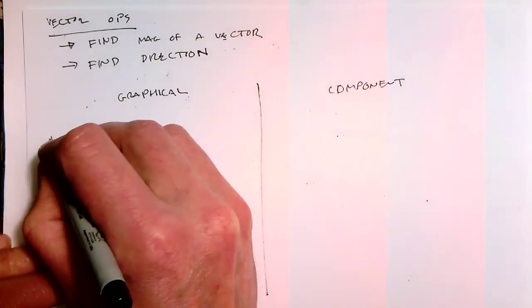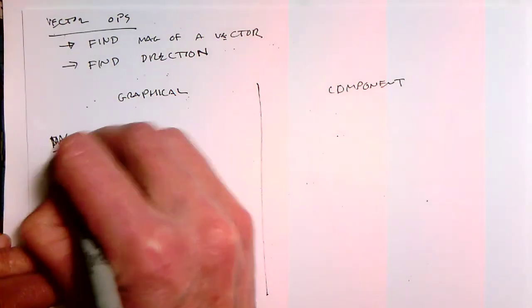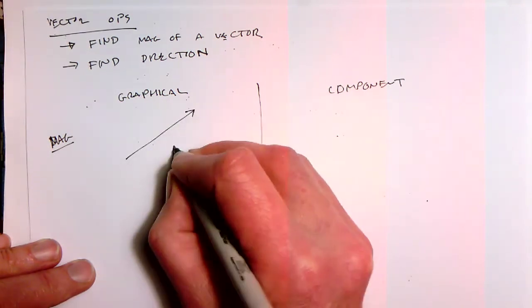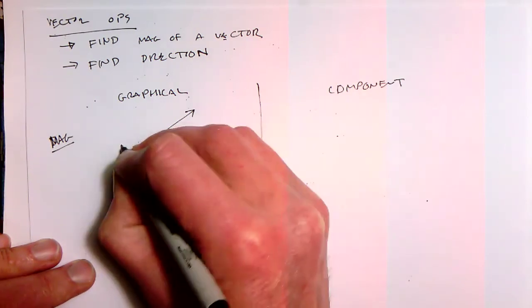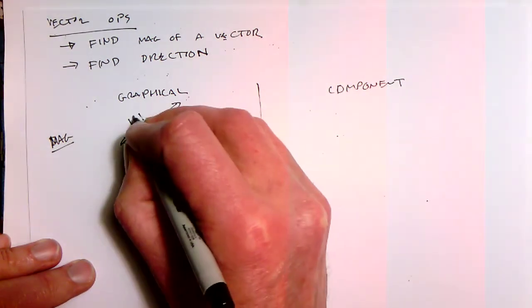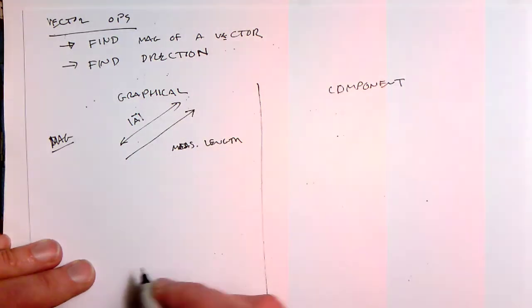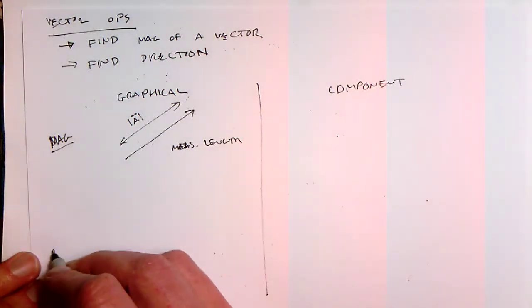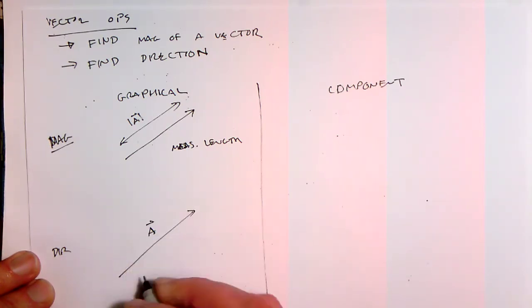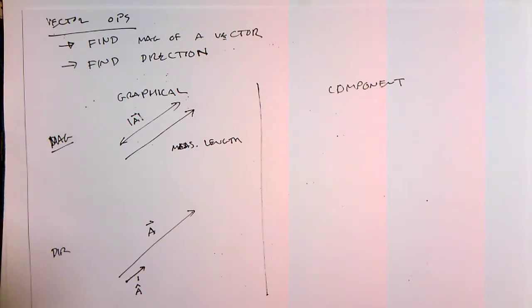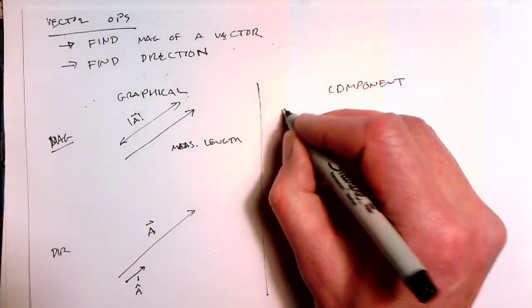So if we think graphically about finding what the magnitude of a vector is, well, we just measure the length. So the magnitude of the vector A is how long it is. And if we think graphically about finding the direction, we look at the direction that the vector A is pointing, and we say, well, if we take a vector of length 1 in that direction, that would be the unit vector A hat in that direction. From a component perspective, the key here is mostly using the Pythagorean theorem.